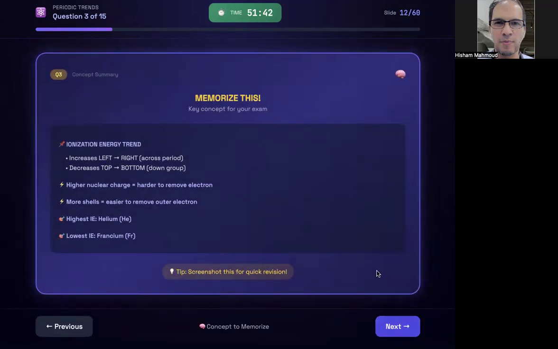Next, we have to memorize that the ionization energy trend increases from left to right and decreases from top to bottom. Higher nuclear charge causes it to be harder to remove the electron. More shells as you go down makes it easier to remove the outer electron, in addition to the shielding that will be added. The highest ionization energy element is fluorine, and helium is also high, but take care, helium is a noble gas. The lowest ionization energy is francium.